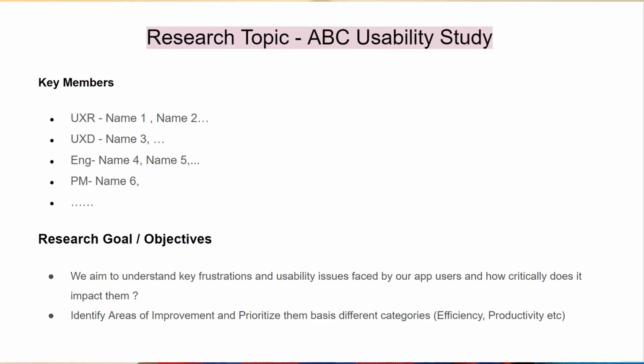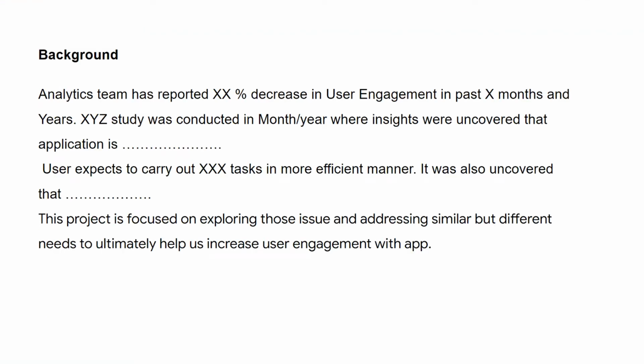Next, include the research goal or the objectives, because we are trying to understand the usability issues in order to identify the area of improvement. So our research goal objective can be something like this. We aim to understand key frustrations and usability issues faced by our app users, and how critically it impacts them. Identify areas of improvement and prioritize them based on different categories. This is just an example.